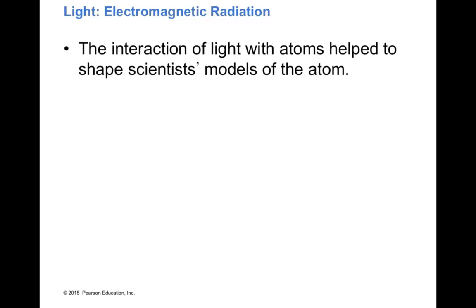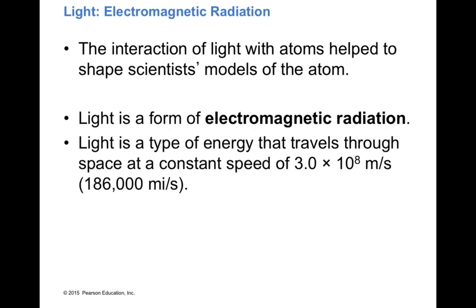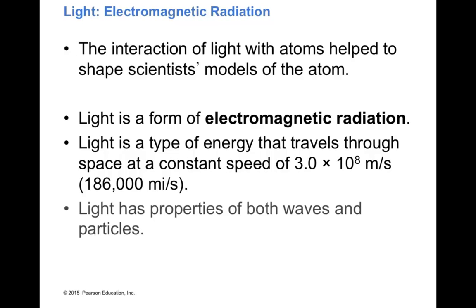So, electromagnetic radiation, the interaction of light with atoms, helped to shape scientists' models of the atom. Light is a form of electromagnetic radiation. Light is a type of energy that travels through space at a constant speed of 3.0 times 10 to the power of 8 meters per second, or 186,000 miles per second. Light has properties of both waves and particles.